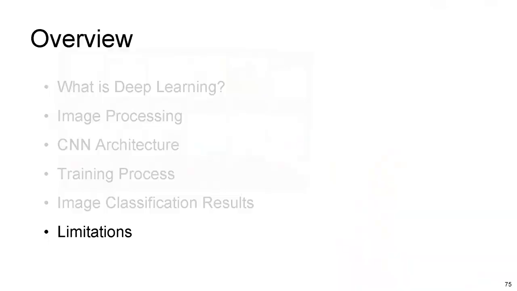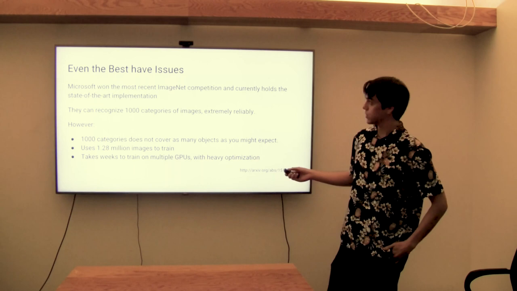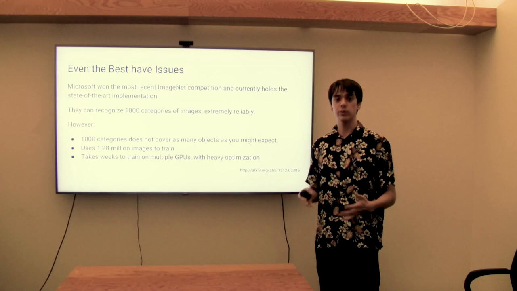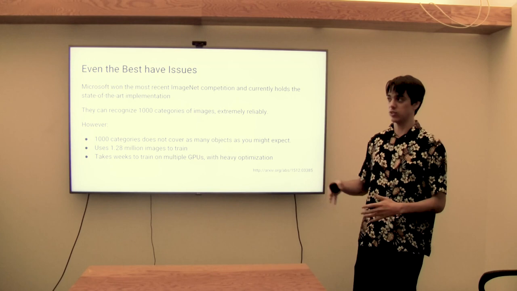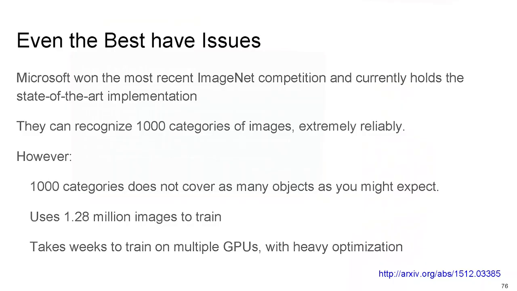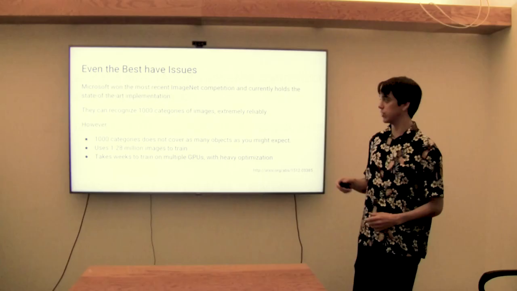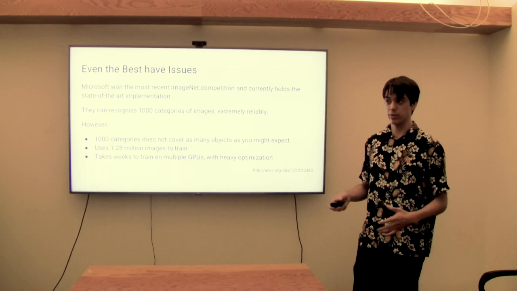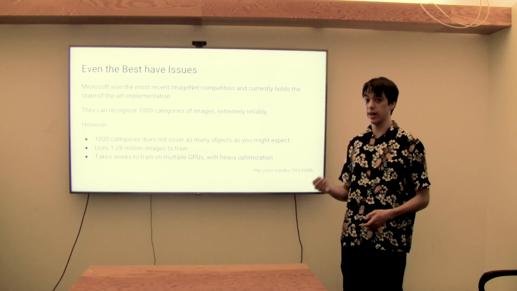Thanks, Oli. So Oli talked about the ImageNet competition and talked about how the recent winners have been convolutional neural nets. So before, the best was about 26% top five error rate, but now they've actually gotten it down to 4.9% top five error rate, and the winner of that competition, the 2015 one, was actually Microsoft. And they've got the current state-of-the-art implementation, and because it's the ImageNet competition, that means they can identify exactly 1,000 different categories of images.